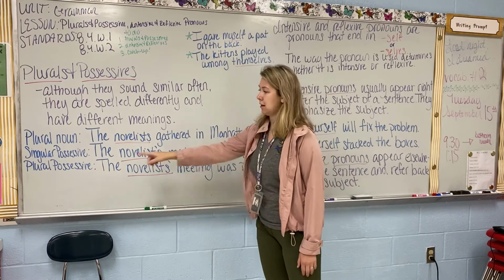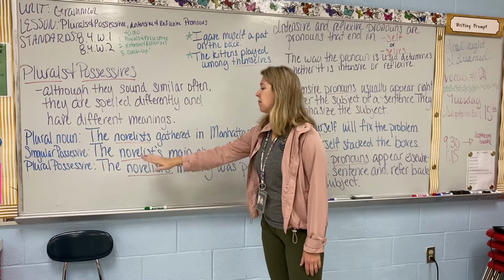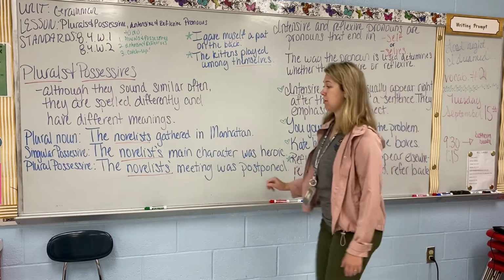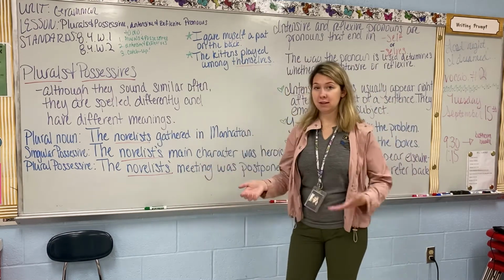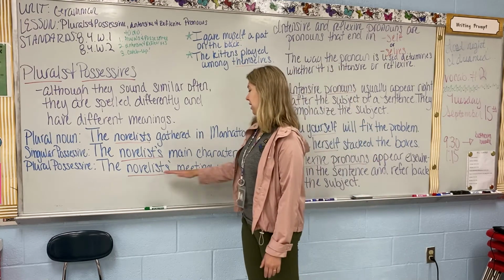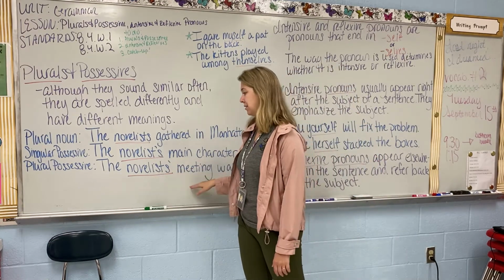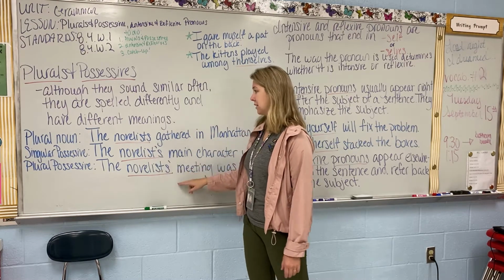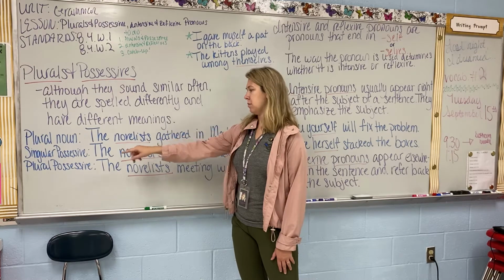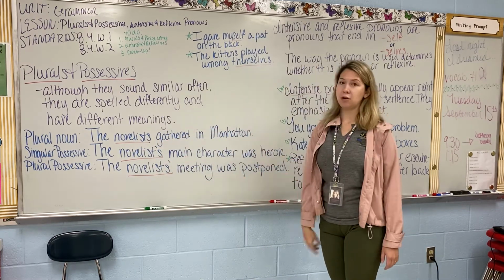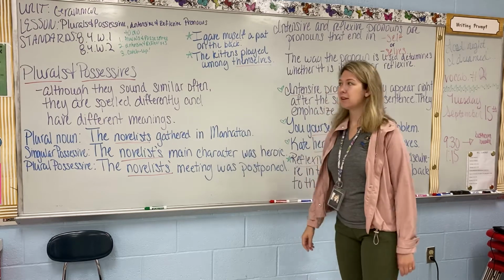And then lastly, we have our plural possessive noun. The novelists' meeting was postponed. So we have all of the novelists who were supposed to be at a meeting and it was postponed. So it was their meeting, the novelists' meeting. And the apostrophe comes after the S whenever it's a plural possessive. Different in the singular possessive where it comes before the S. And then no apostrophe when it's just a plural noun.